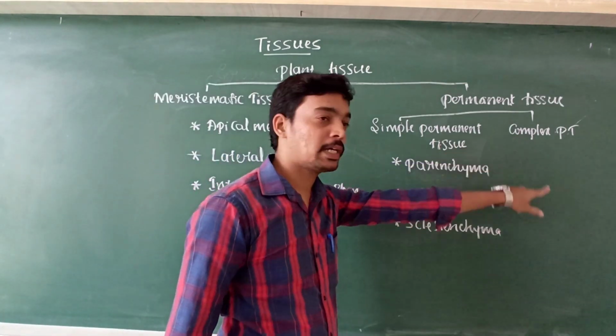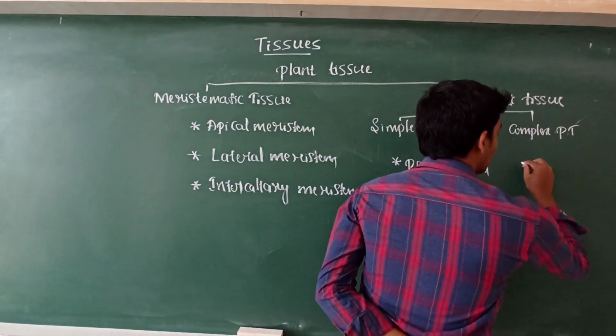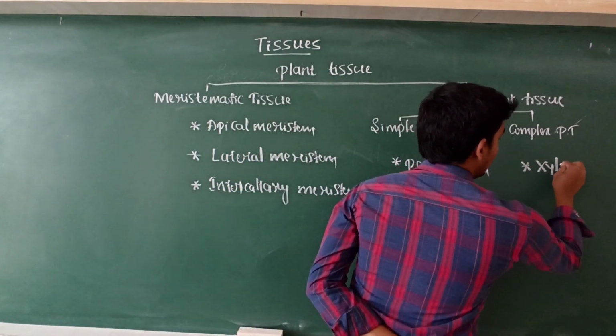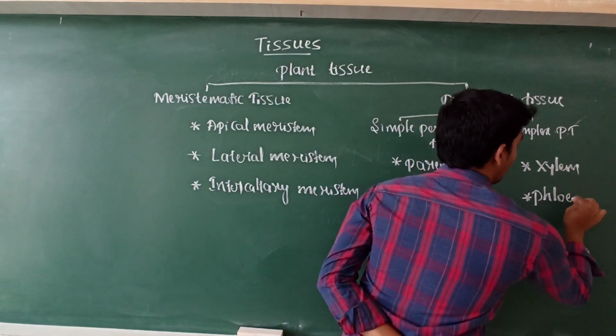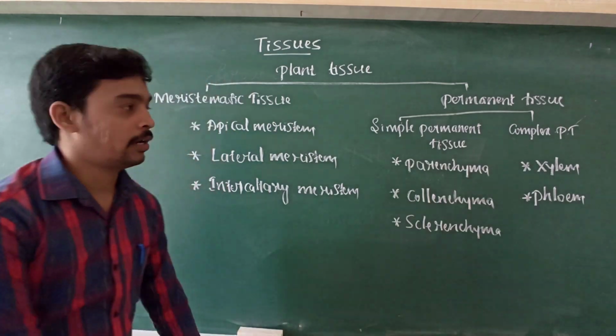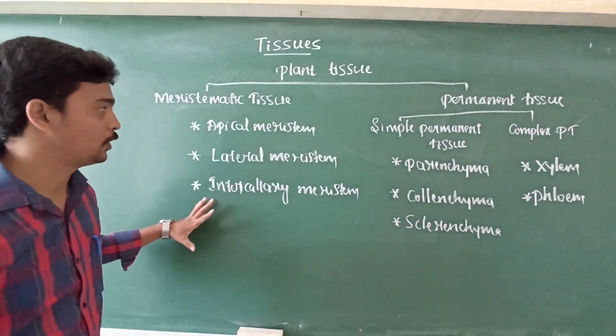And then in complex permanent tissue there are two types. One is xylem and the next one is phloem. This is the classification of the plant tissue.